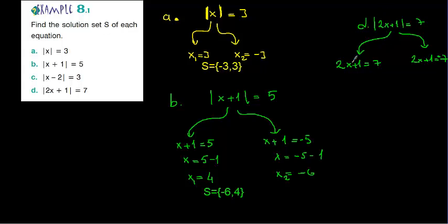We need to leave the absolute value sign. That part is important. And then 2x is equal to 7 minus 1. 2x is equal to 6, so x1 is equal to 3. And the second one, 2x is equal to minus 7 minus 1. It's going to be 2x is equal to minus 8, and x2 is equal to minus 8 over 2, which is equal to x2 is equal to minus 4.